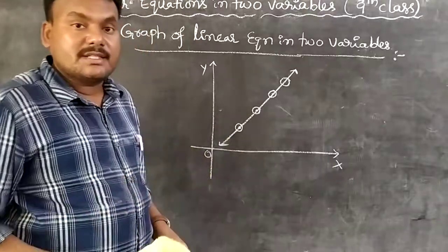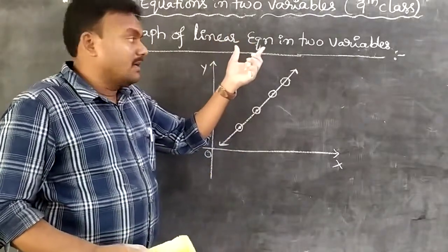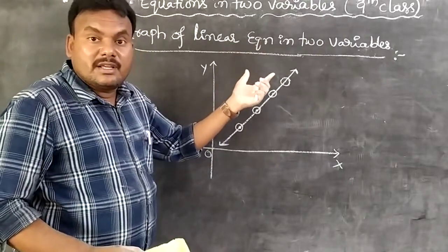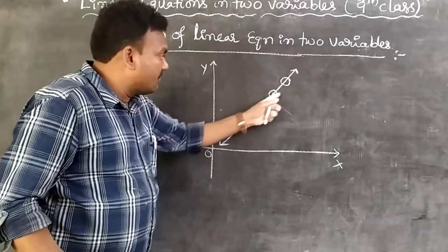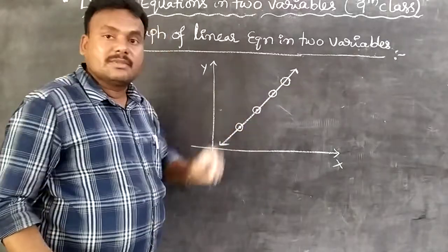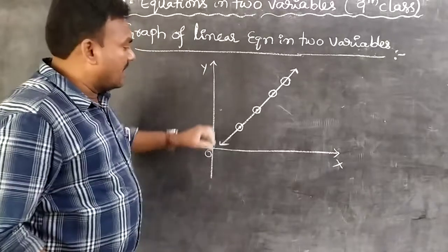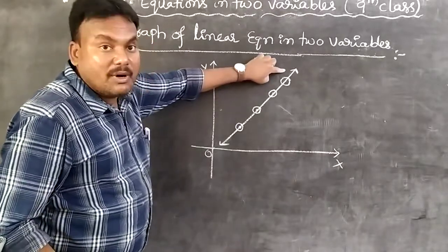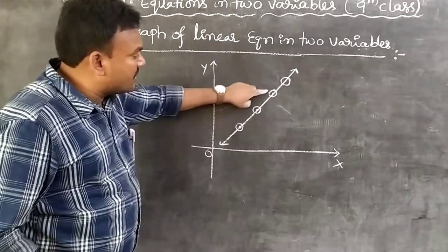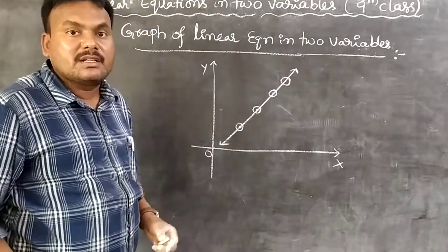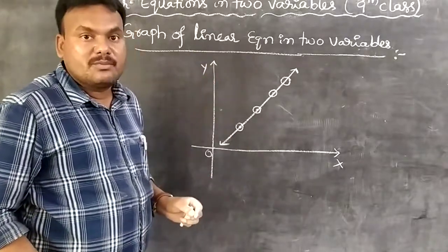I repeat, students. Take the given linear equation, find the solutions of the linear equation, plot the points on a graph paper and join them, and automatically one line is formed. Is it clear now? Like that, the line obtained by joining all the points which are solutions of the given linear equation is called the graph of a linear equation in two variables.